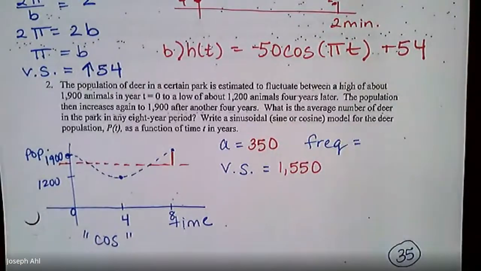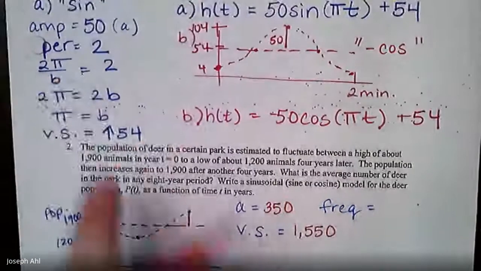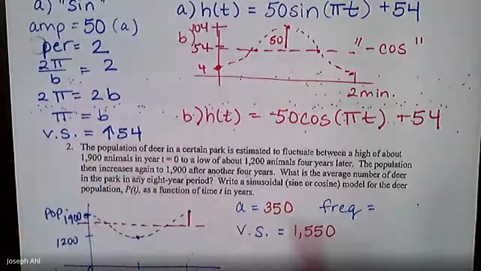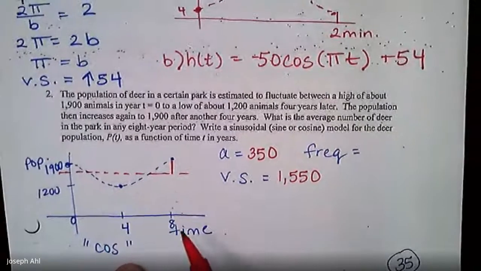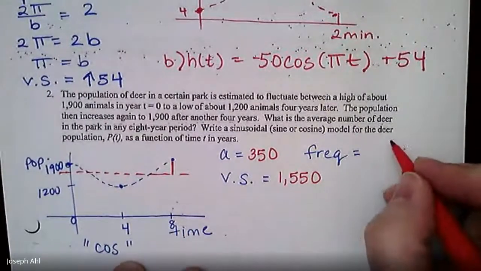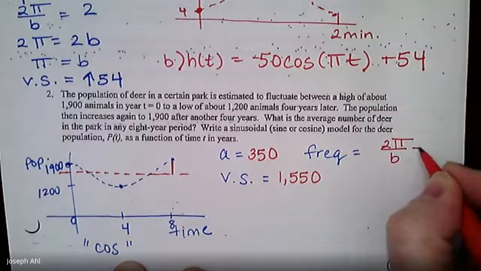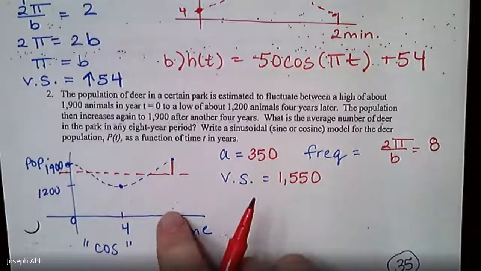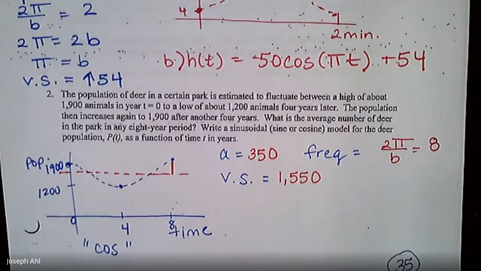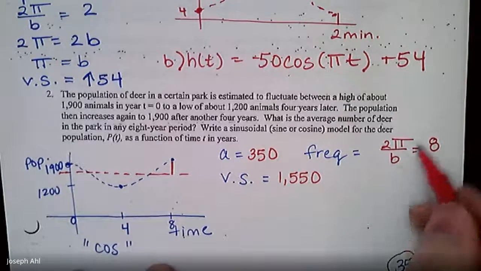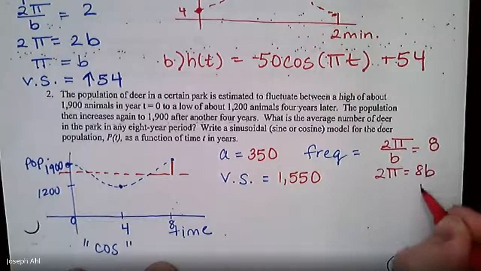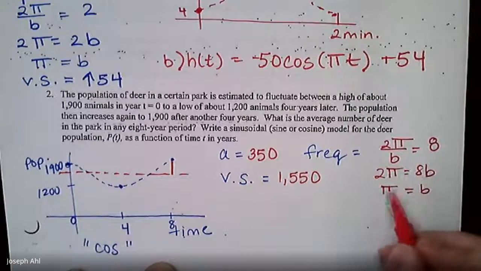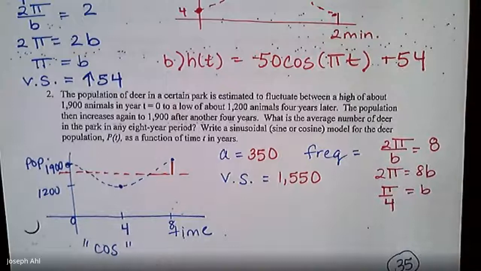And the last part is the frequency. To develop that, we're going to use the same logic that I used up here a minute ago. Remember that one cycle got completed by 2 minutes? Well, one cycle of this cosine graph gets completed by 8 years. So if the formula for the period is 2 pi over b, and we know the period is 8, we have to set this up to figure out what b is, which represents the frequency. So 2 pi equals 8b tells me that b is 2 pi over 8, which reduces to pi over 4.